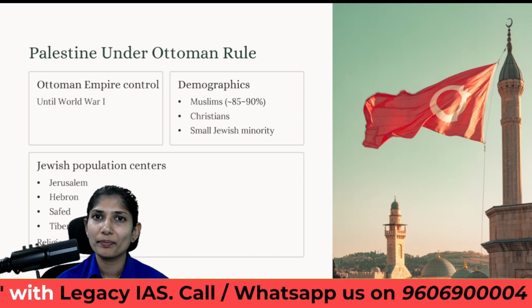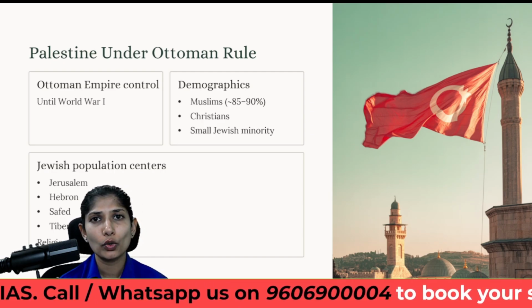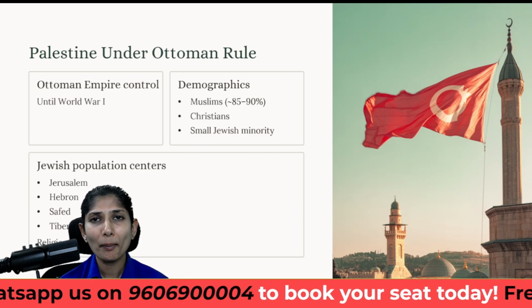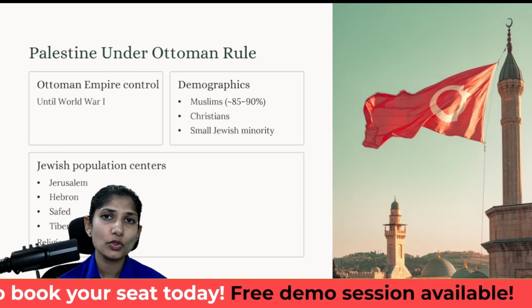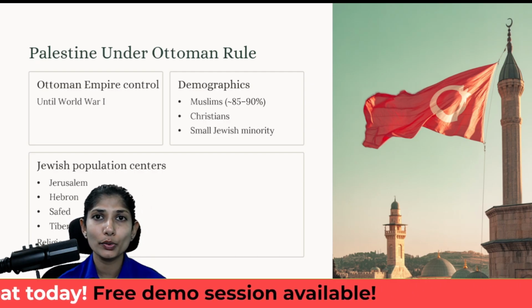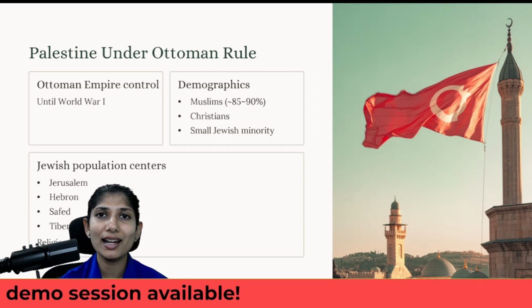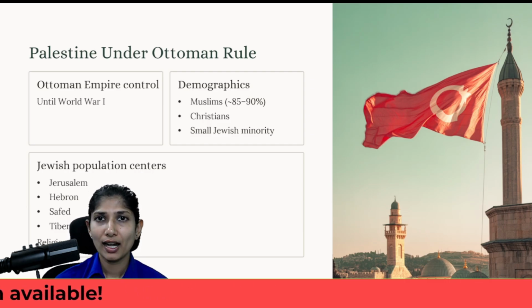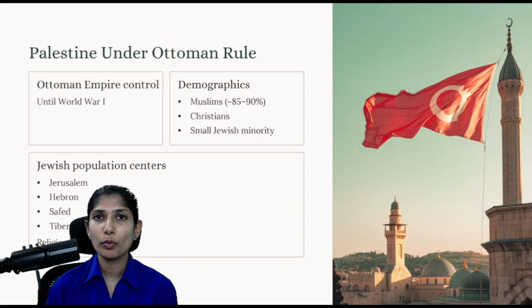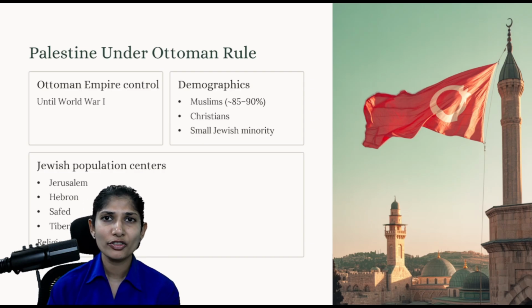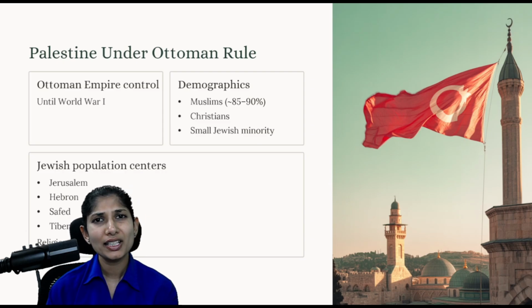Palestine was under the control of the Ottoman Turks up until the First World War. We are not talking about what happened after the First World War, but the period while Palestine was still under Ottoman control. If you see the demographics of the population in Palestine at that point of time, the majority were Muslims, around 85 to 90% of the population, a minor fraction of Christians, and a very small Jewish community.